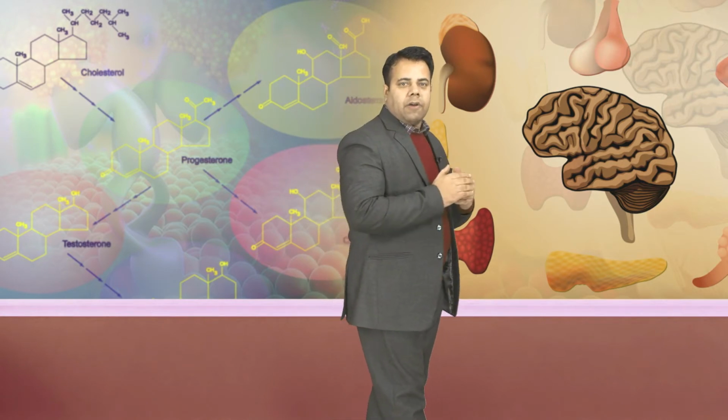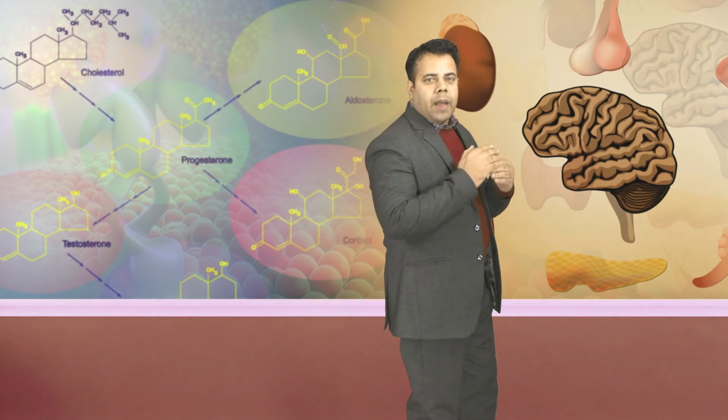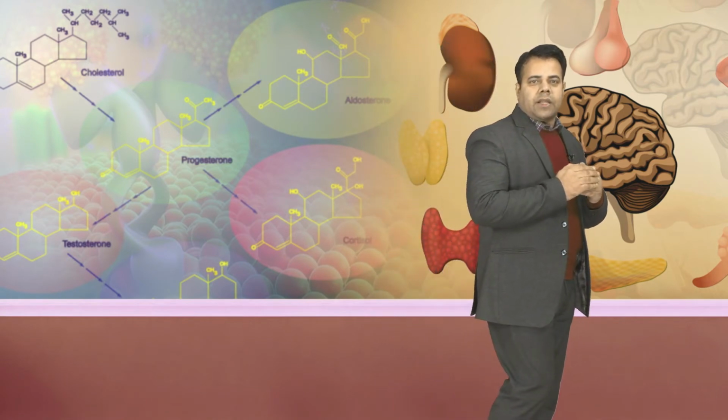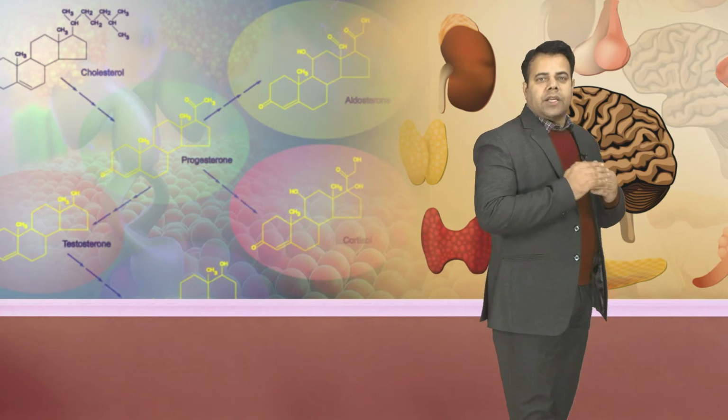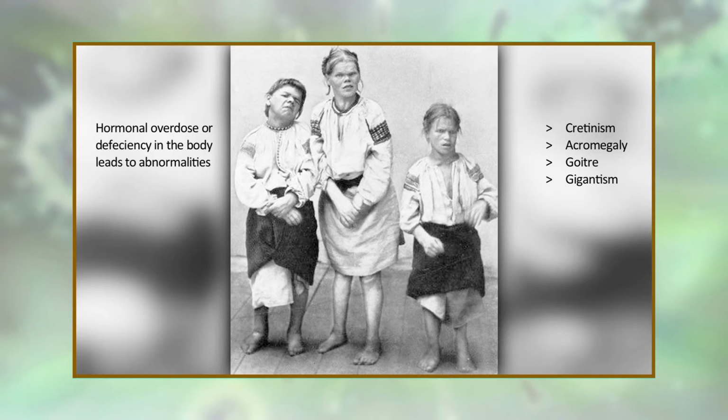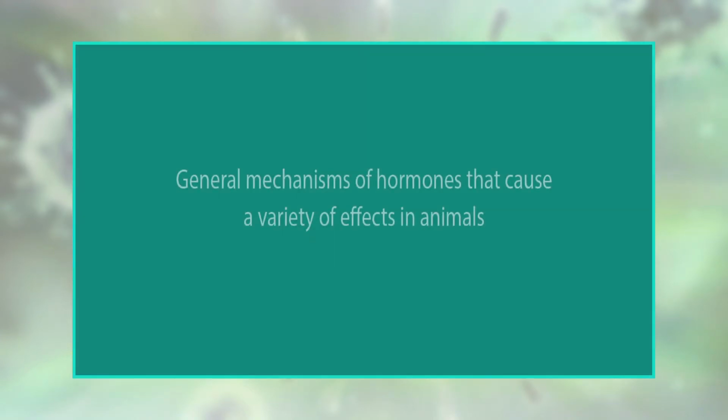Hormones are cleared from the blood circulation by metabolic destruction, binding with the tissues, excretion by the liver, and excretion by the kidneys via urine. Overdose or deficiency of hormones will lead to several disorders in an organism, as is shown in the figure. Dear students, let's now discuss the general mechanism of hormones which cause a variety of effects in animals.